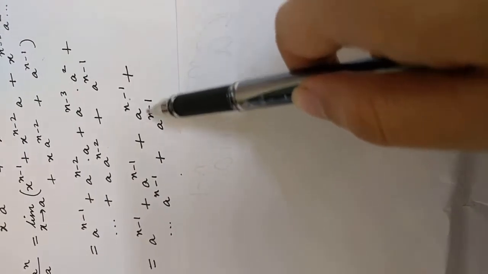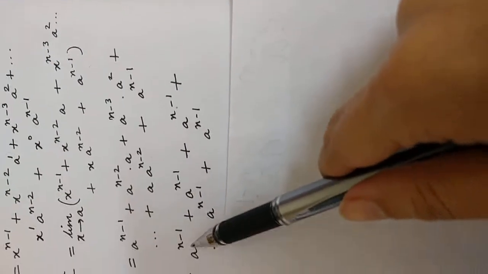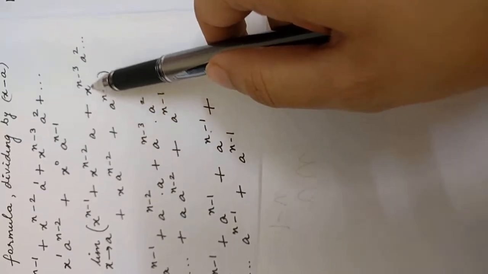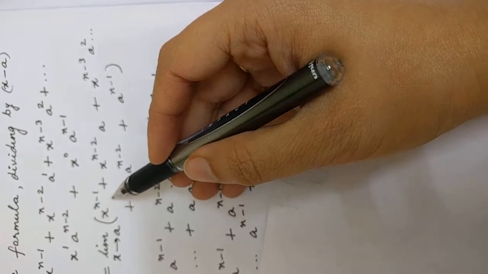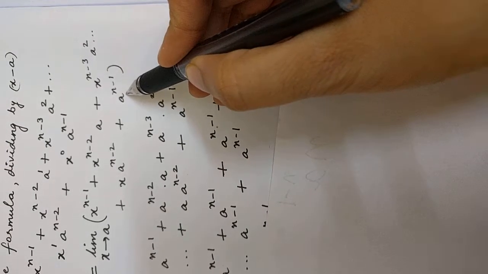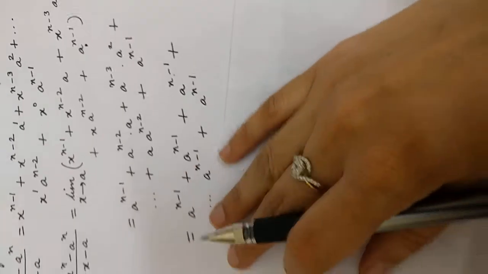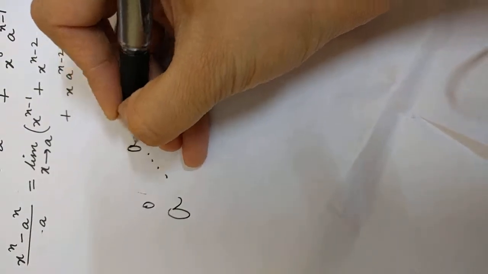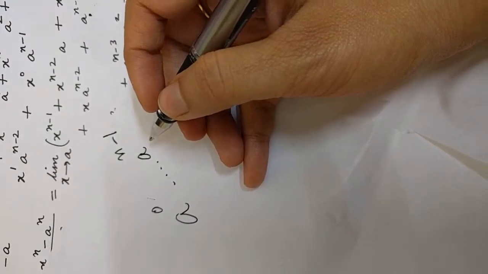How many times? This we have to find out. This is how many times. So finding out how many times this is written, we'll just go through the above expression. See, here we had a to the power of 0, and in the last term we have a to the power of n minus 1. So basically from a to the power of 0 up to a to the power of n minus 1, how many terms we have, we have to find out.